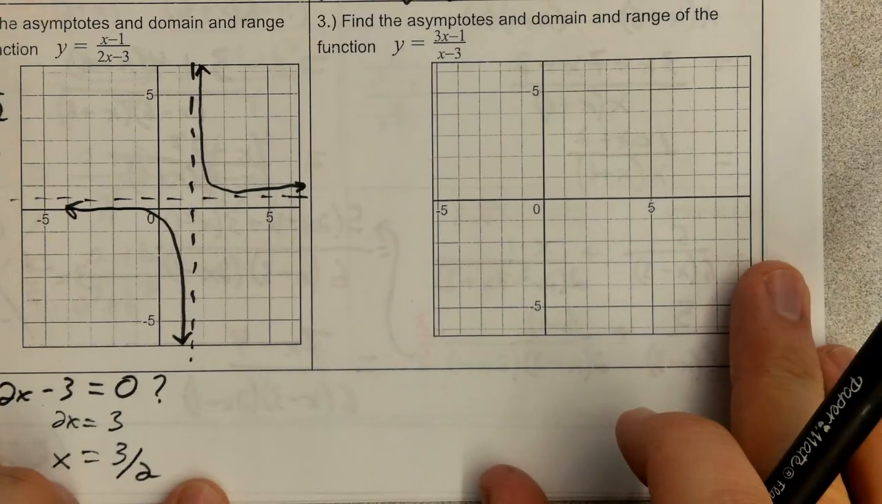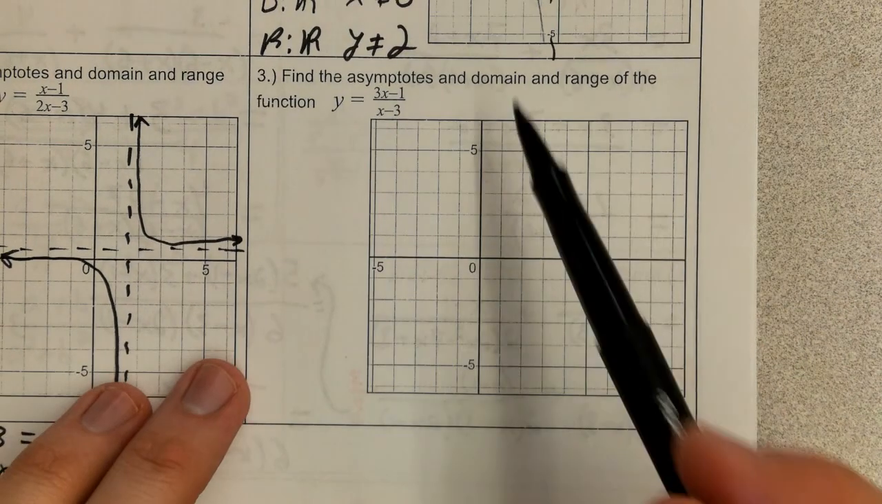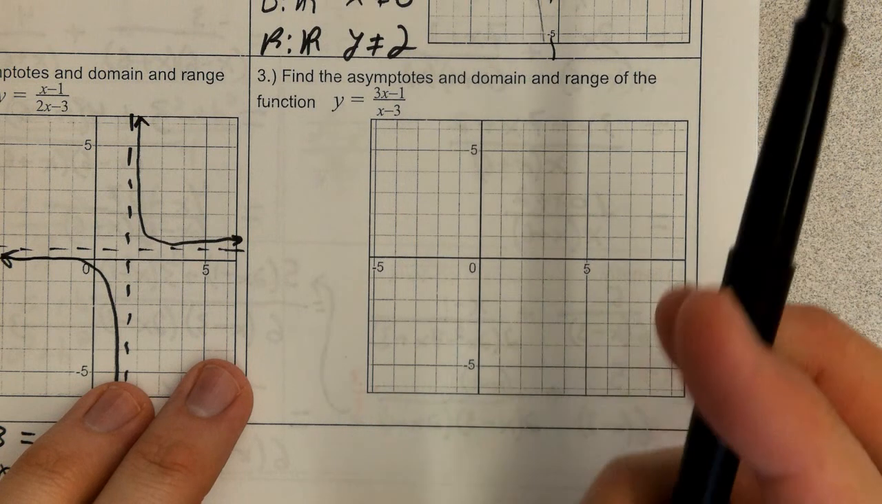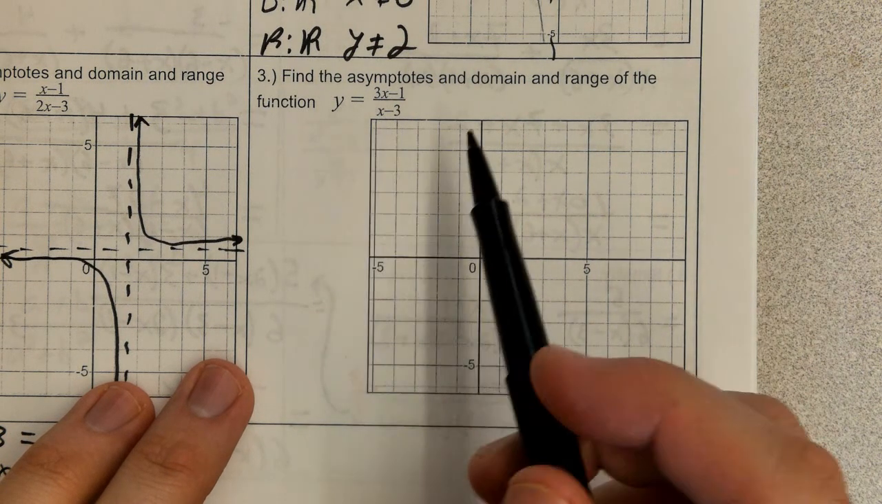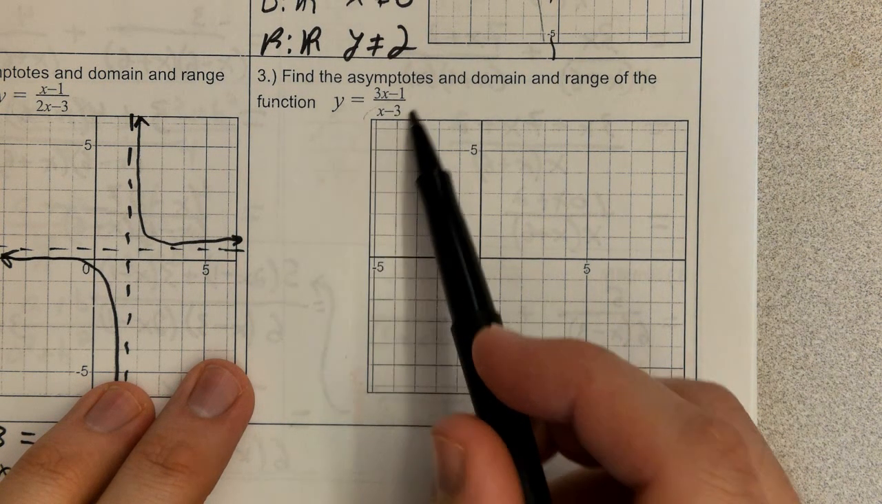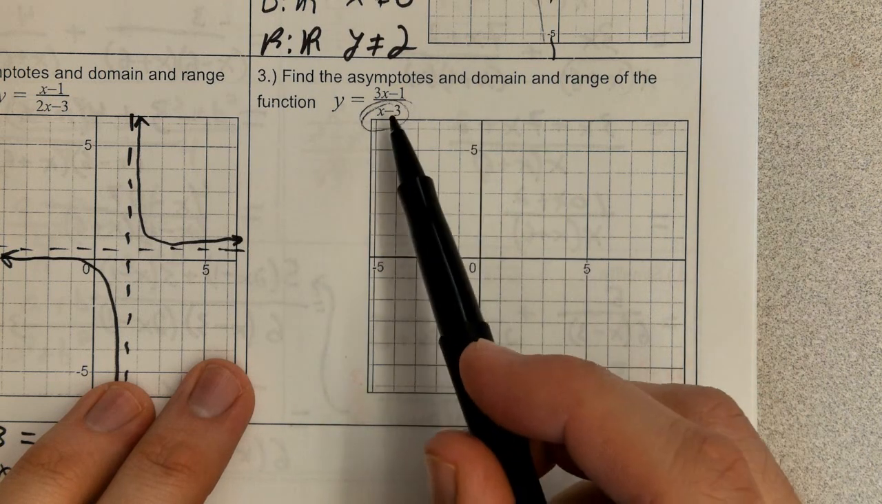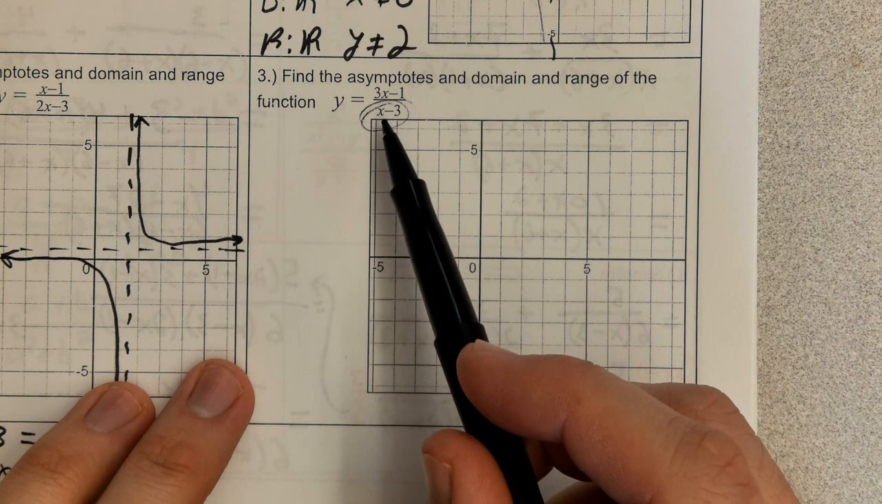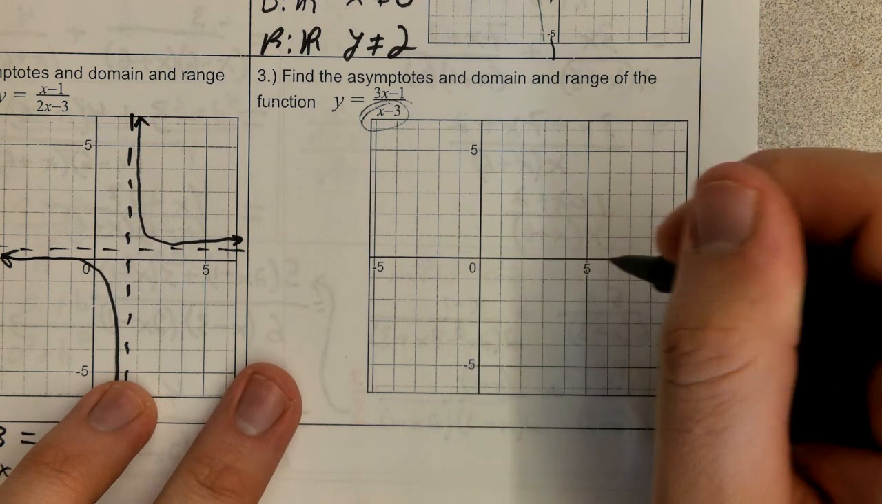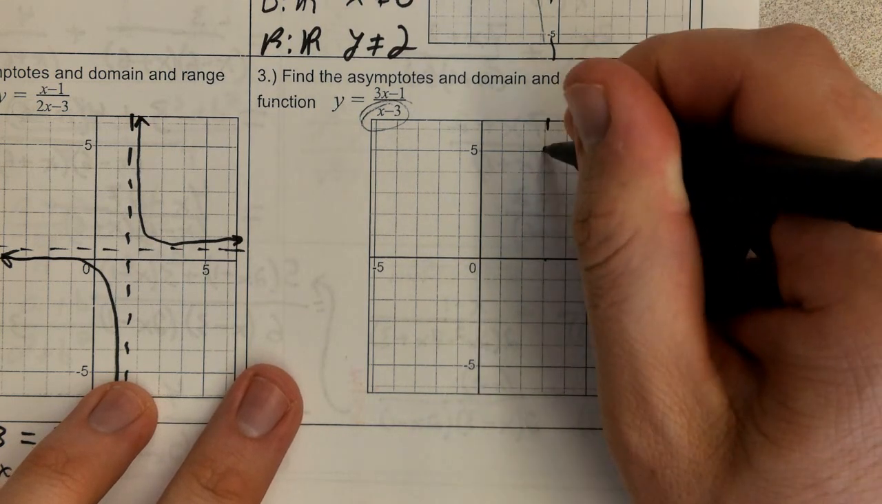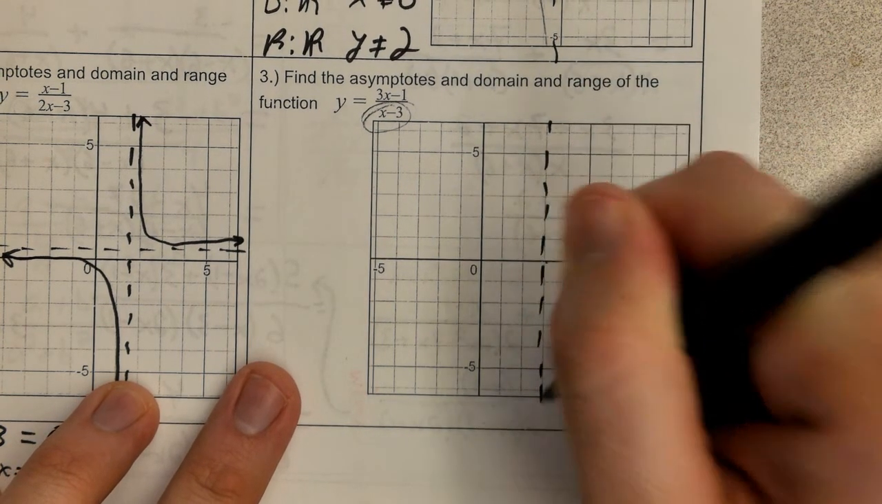Right? Last one. Find the asymptotes, the domain and range of this function, 3x minus 1 over x minus 3. Let's see what we can get just by kind of looking at it. We know we're going to have a vertical asymptote when the bottom is 0, when the denominator is 0. That's going to happen when x is equal to 3. So we go out to 1, 2, 3, and then put in the vertical asymptote here.